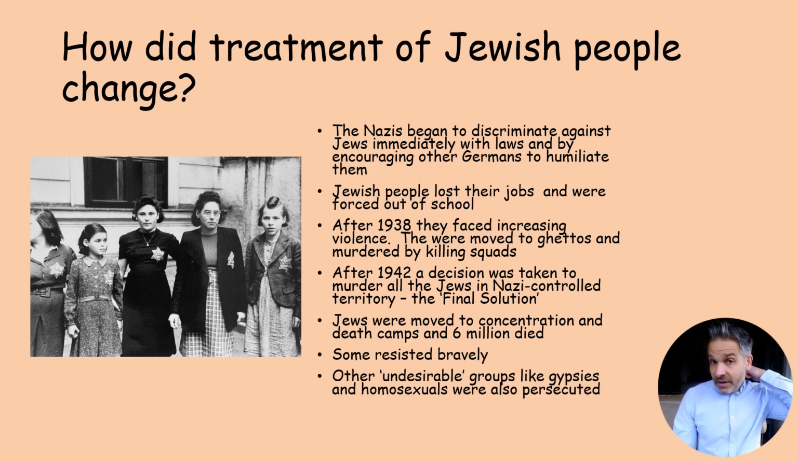It's also true to say that other so-called undesirable groups were persecuted by the Nazis as well. Those who were mentally unwell or physically disabled, and other minority ethnic groups such as Roma and Sinti, and those who were openly homosexual, for example. These were all people that were persecuted and also would have found themselves sent to concentration and death camps.